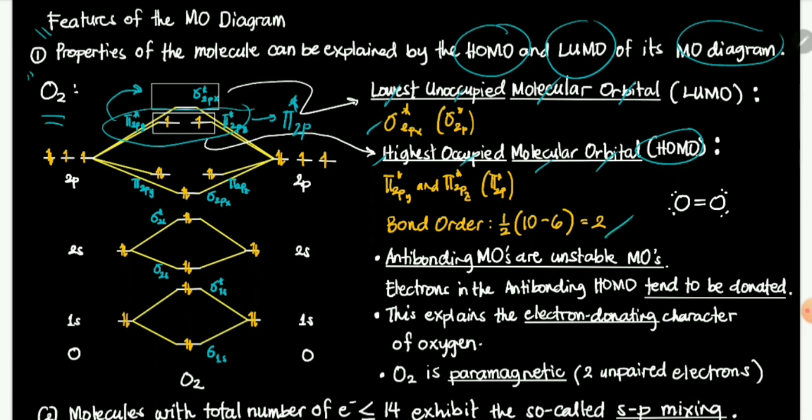Okay? So, yung inyong bond order, yung inyong HOMO and LUMO, meron na kayong particular properties na madederive from there. So, since anti-bonding yung HOMO, ibig sabihin, destabilize yung mga electrons na nasa HOMO. Ibig sabihin, hindi sila ganun ka-stable sa molecule. So, yan, ito yung statement. Antibonding molecular orbitals are unstable molecular orbitals. So therefore, electrons in the antibonding HOMO, okay, so yung ating highest occupied molecular orbital, tend to be donated.